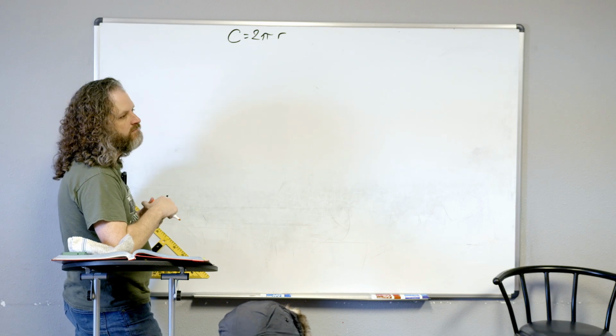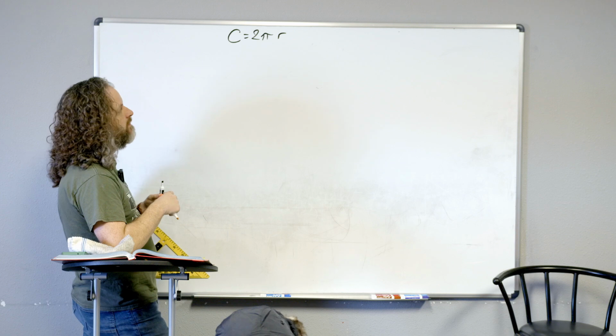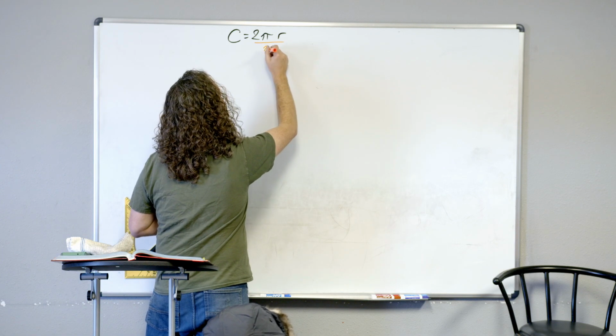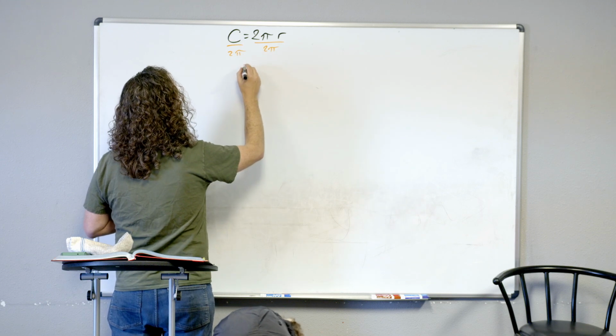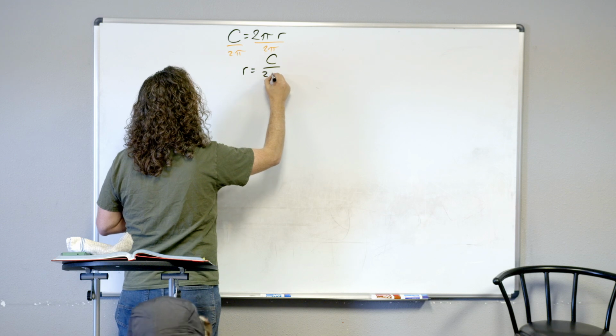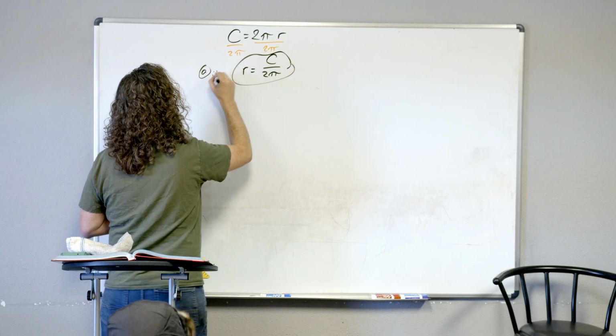What's attached to r? 2 pi. How are they attached? Yeah, so how do we get rid of them? Divide. So r equals C over 2 pi. There, part A done. Oh, wait. That's what I did.